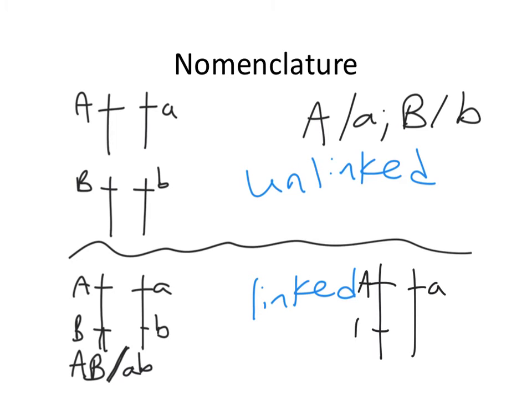What would the genotype be in this case? We've got two pieces of DNA, so two linked genes, A and B. What do I write on the left side of the slash? Big A, small b, and then over little a, big B.